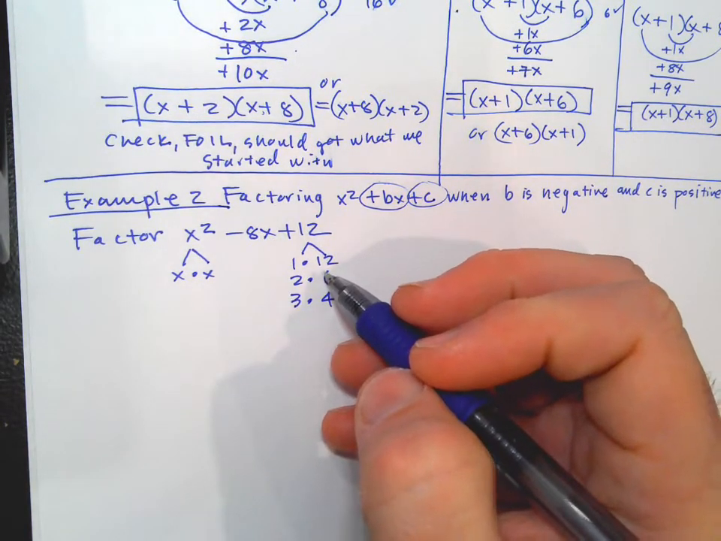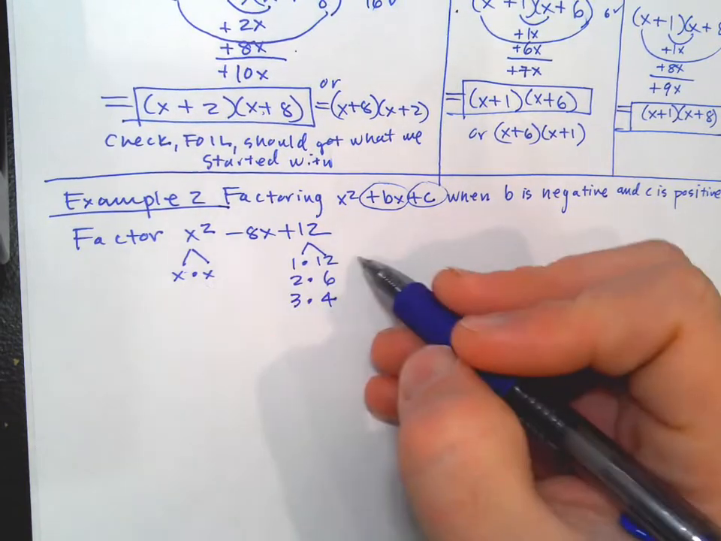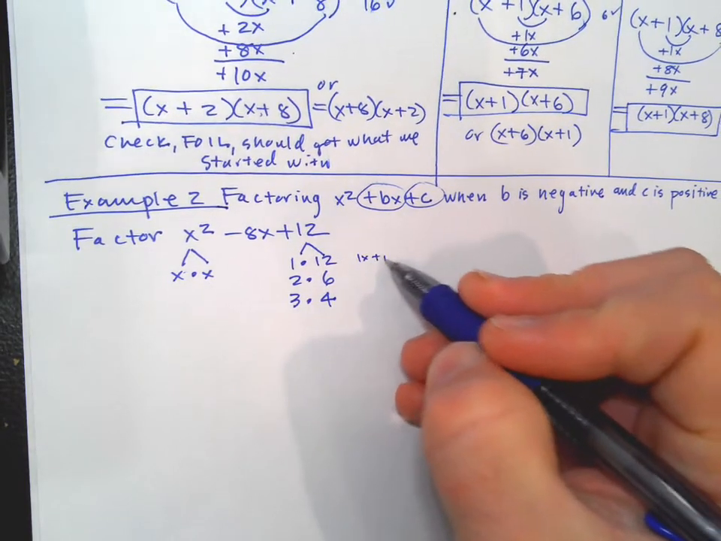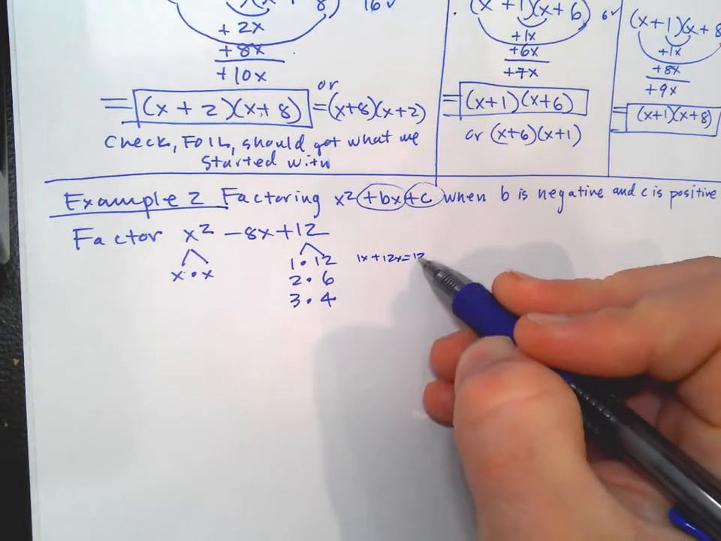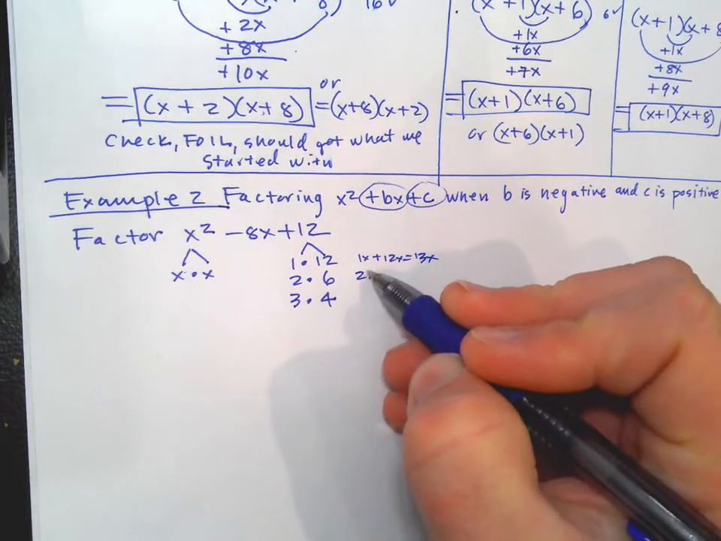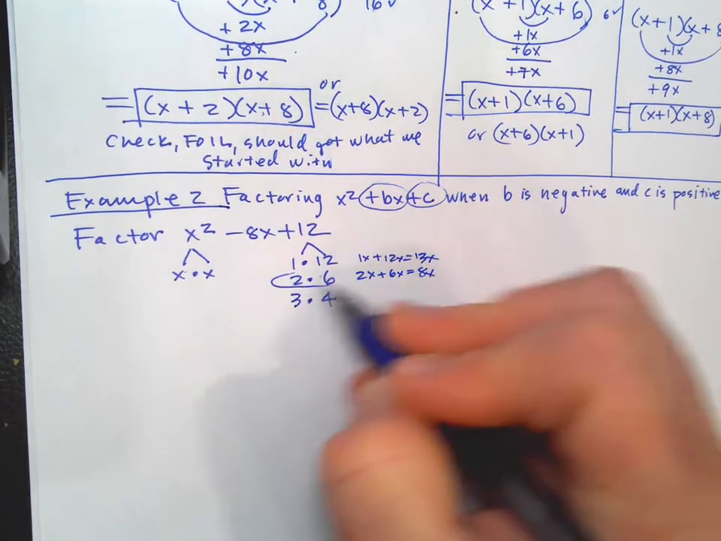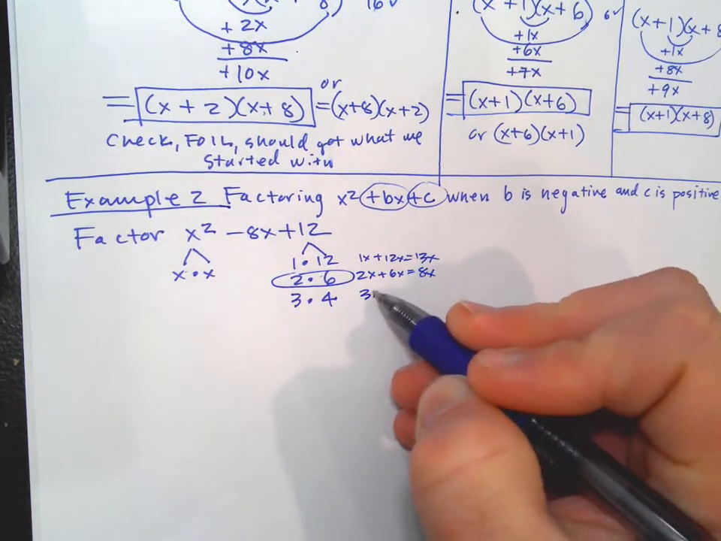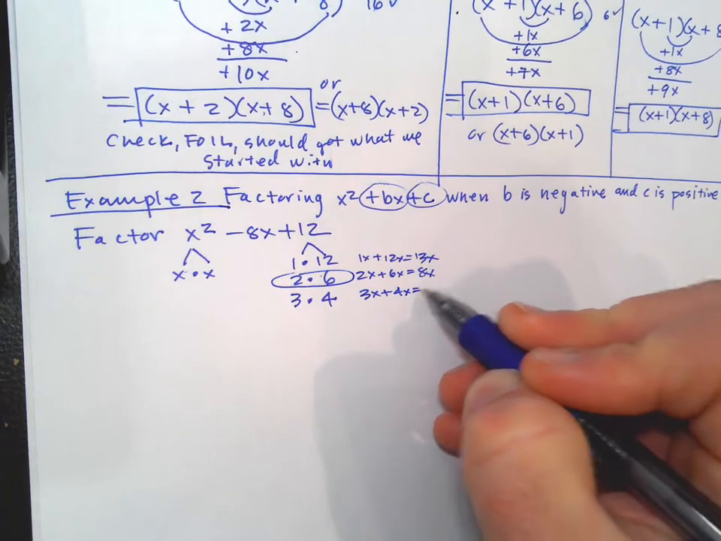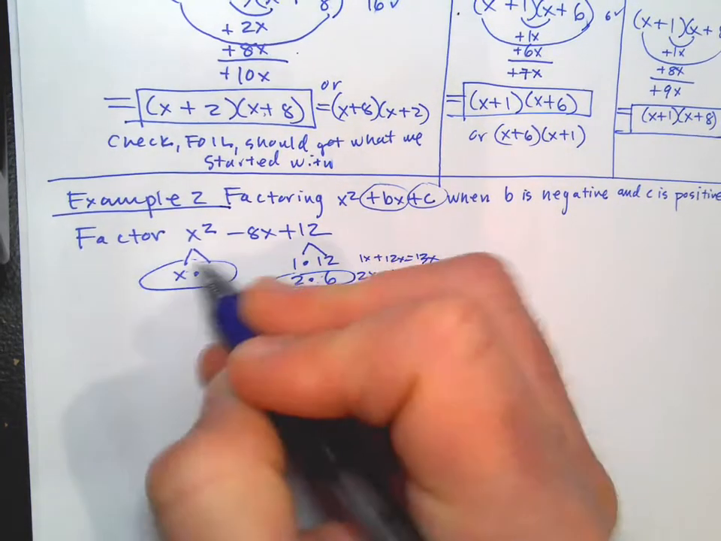But let's see. This would give you 1x plus 12x equals 13x. No. This will give you 2x plus 6x equals 8x. Well, I think that one might be it. This would be 3x plus 4x equals 7x. So then we go with the 2 and the 6.